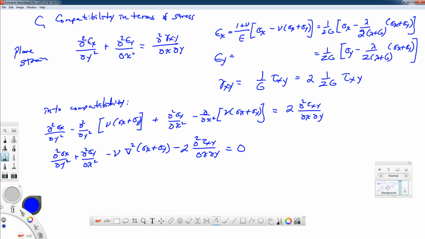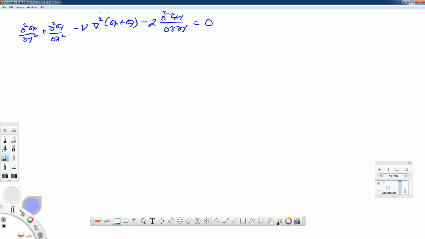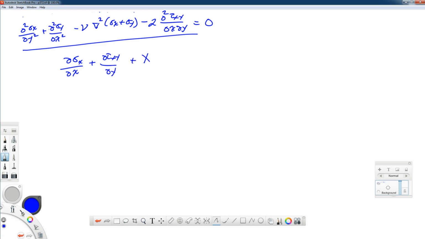Let's make a little room. We're going to take a look at equilibrium equations. So we're going to keep this kind of on the back burner for right now. But we have an equilibrium equation that looks like the partial of sigma x with respect to x plus the partial of tau xy with respect to y plus the x body force equal to 0. We have another equation that looks like the partial of sigma y with respect to y plus the partial of tau xy with respect to x plus the y body force equal to 0.